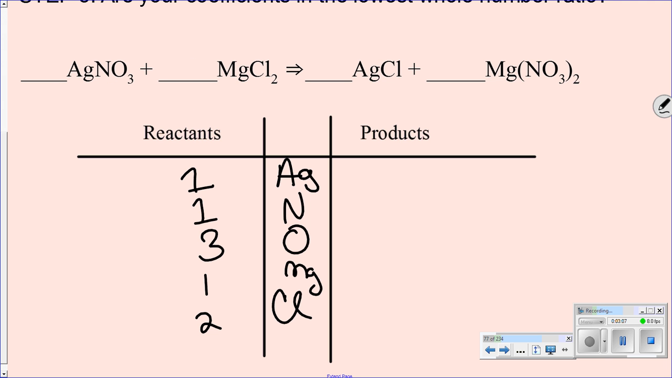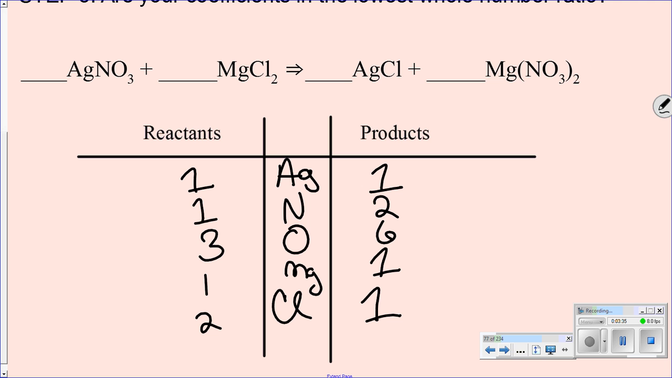Then I'm going to go over to my product side. 1 silver, 1 chlorine, 1 magnesium, 2 nitrogens, and 6 oxygens. Now, some people ask, can we group the NO3 and balance those together? In this particular reaction, NO3 does stay together, so that would be an okay thing to do, but that doesn't happen in every single reaction. So in order to be consistent and make good habits, it makes more sense for us to separate those.